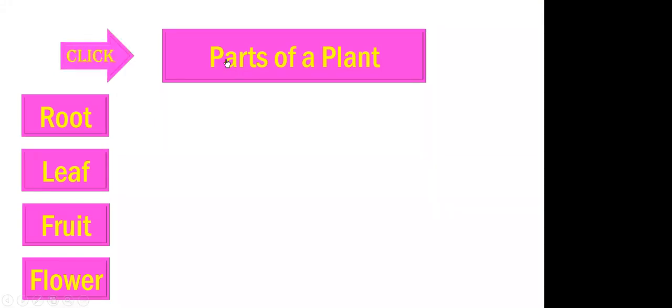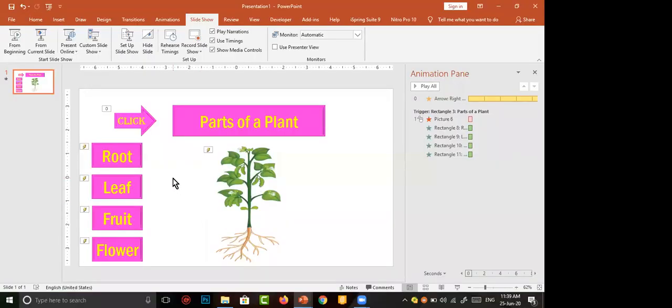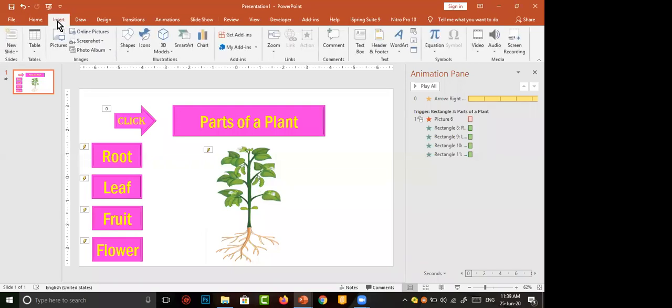Then this time, what I want to do is, if you click on root, the picture of root should appear for some time and then disappear. After that, if I make a click on leaf, the picture of leaf should appear for some time, then disappear. Likewise, fruit and flower. Exit mode. Then I want to bring the picture of root. So I move to pictures.